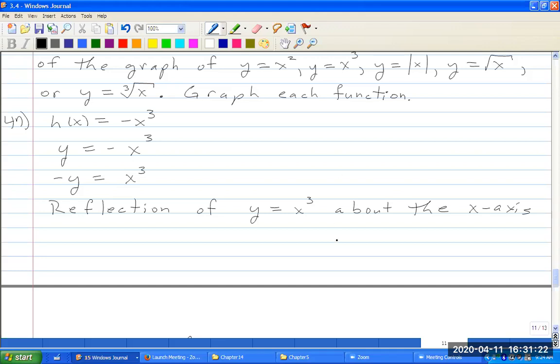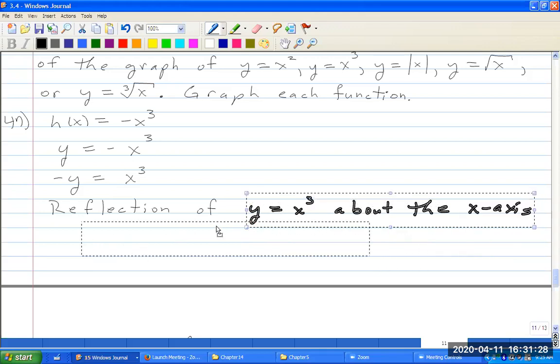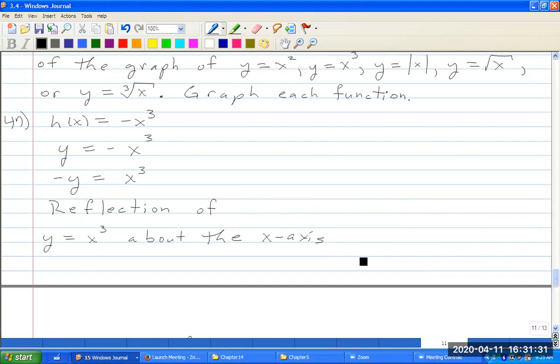Oh, I wonder if I'll do it here. Maybe let's do that. So let me just partition my page into 2 pieces here, so I have some room. So I'll start with the graph of y equal x cubed.